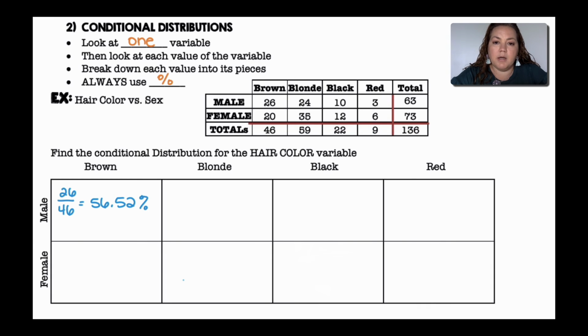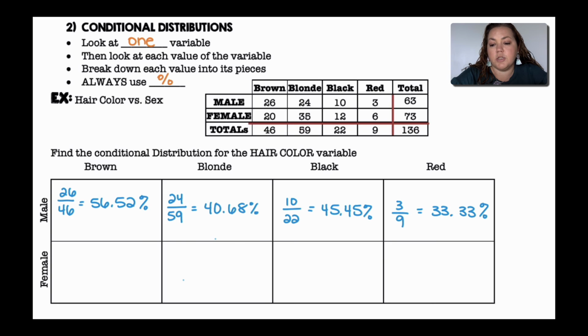There's 26 males with brown hair out of 46 total that have brown hair. So 56.52% of brown hair is made up of males. Blonde, 24 males had blonde hair out of 59 total blondes. That's 40.68%. 10 males had black hair out of 22 total with black hair, which is 45.45%. 3 males had red hair out of 9 total redheads, which is 33.33%.